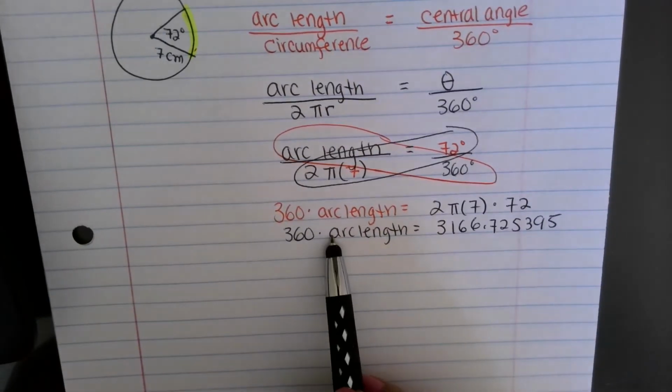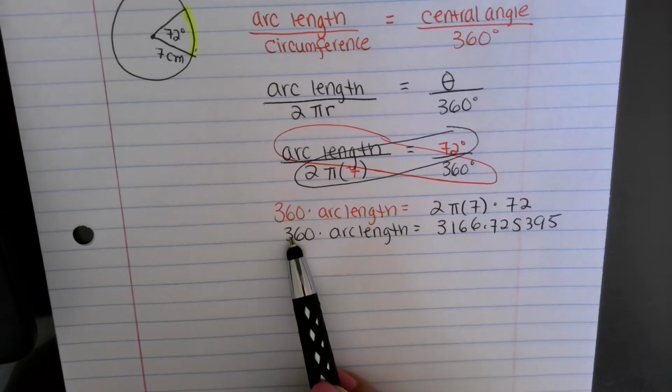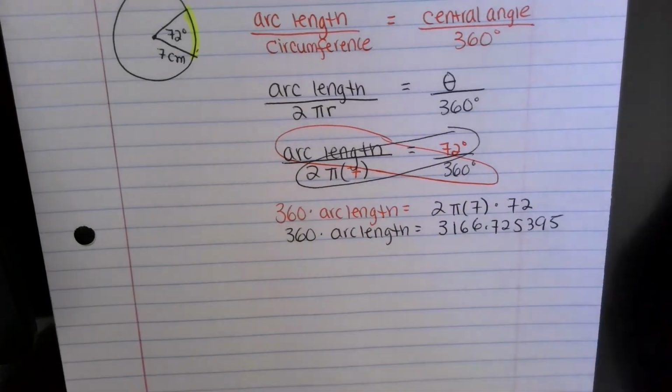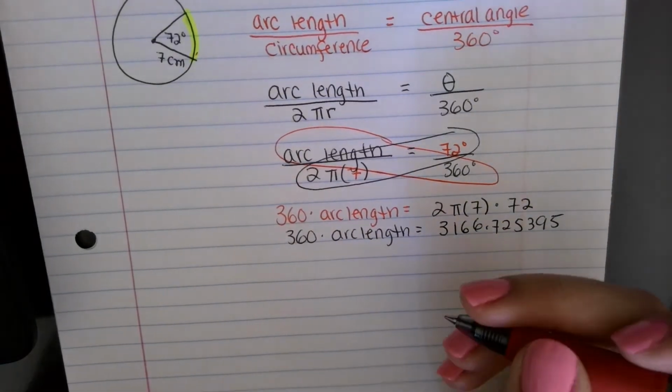The last step is I want arc length to be by itself. It's 360 times arc length. So I'm going to do the opposite operation. So I'm going to be dividing.